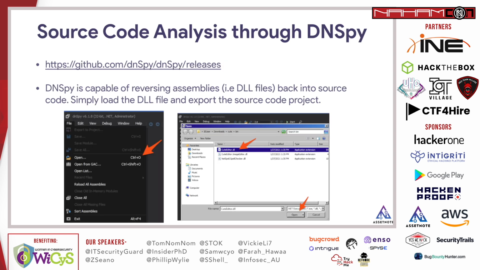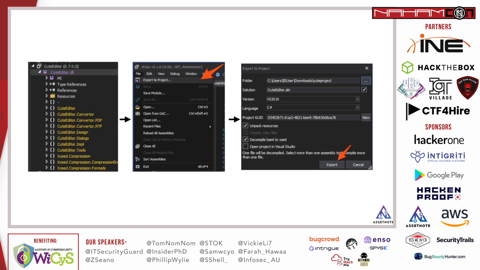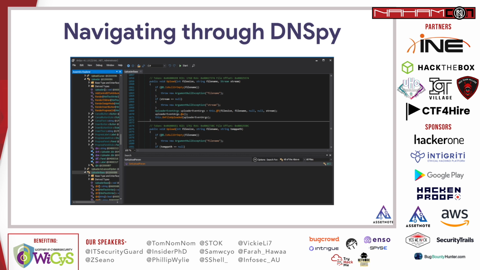So you can grab DNSpy from this GitHub link here, and it's capable of reversing assemblies, DLL files, back into source code. You can simply load the DLL file and export the source code project. So here is a screenshot of me loading a DLL file, qteditor.dll, and then here's how you export it into a project that you can then read with whatever editor you want, or you can even load it up in VS 2010. You can also alternatively navigate through DNSpy itself.